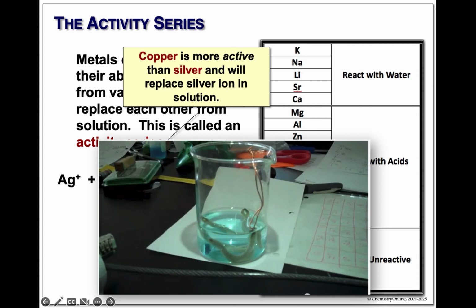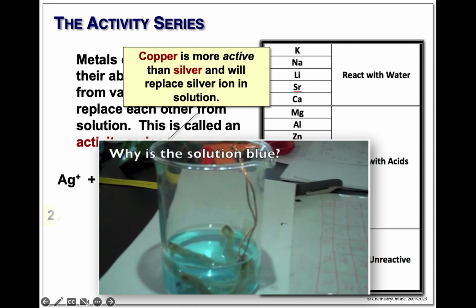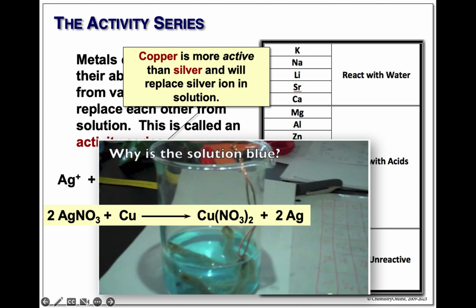What is the fuzz? It's silver metal. The copper has replaced the silver, and we're left with silver metal. The solution is blue now because copper nitrate is a blue solid. We're actually going to do this in lab 7.